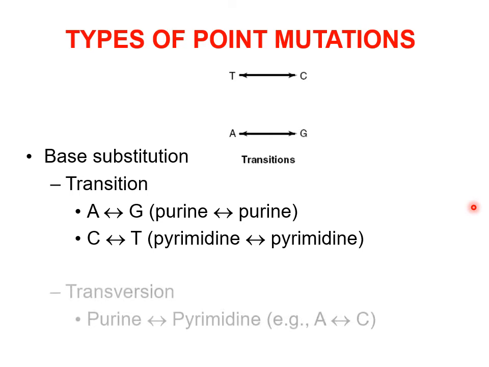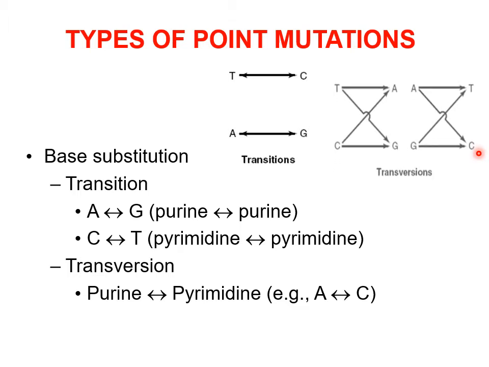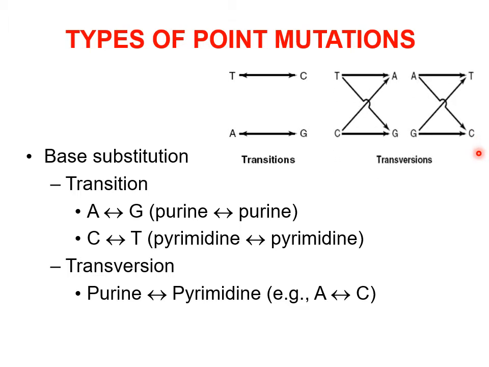The second type of mutation based on this is the transversion, where there is a replacement of a purine with a pyrimidine and vice versa. For example, thymine can be replaced with adenine or guanine. That is, thymine, the pyrimidine here, is replaced with a purine, either adenine or guanine. In a similar fashion, you can see the other bases also being replaced. So here a purine is replaced by a pyrimidine and the other way around.